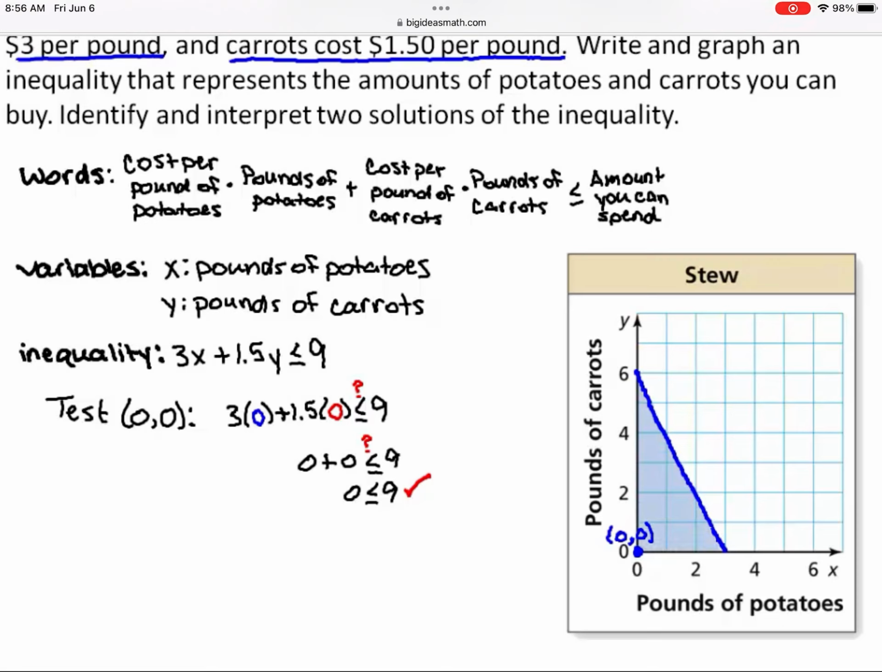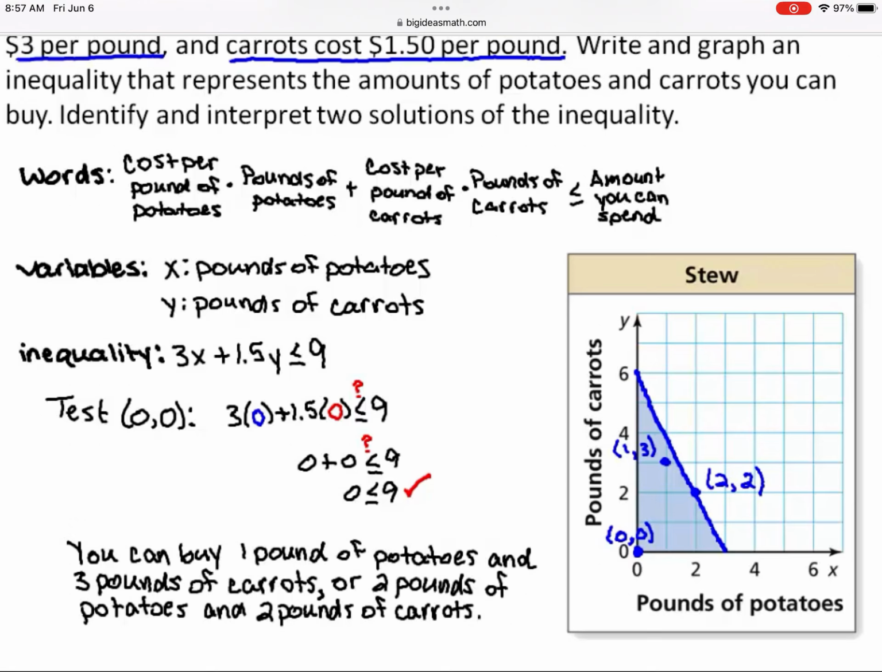From the graph, you can see that one possible solution is 1, 3, because it lies in the shaded half plane. Another possible solution is 2, 2, because it lies on the solid line. So you can buy 1 pound of potatoes and 3 pounds of carrots, or 2 pounds of potatoes and 2 pounds of carrots.